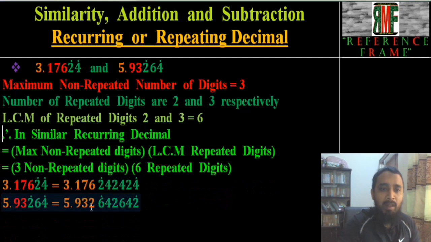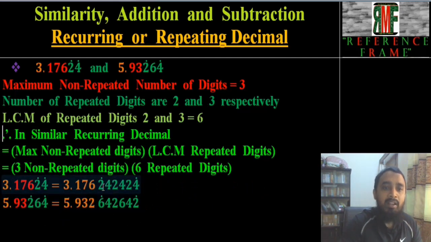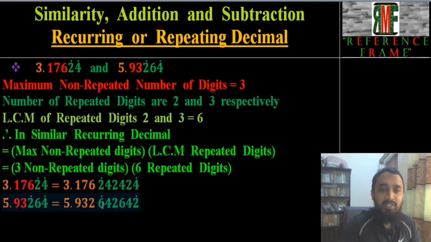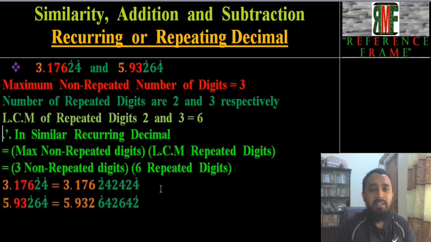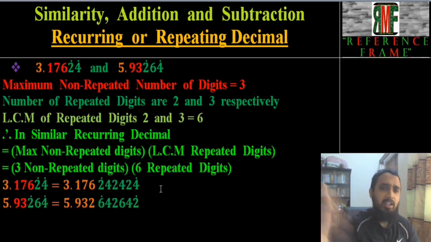Look in the below here, above 2 we have a dot, above 4 we have a dot. This is the same result that we got all here. And look, above 6 there is a dot. That means this part is repeated among the two fractions, and this part is non-repeated. So this is the procedure for how to find the similarity between any two recurring decimals. That could be 2. If 3, then deal with 3.